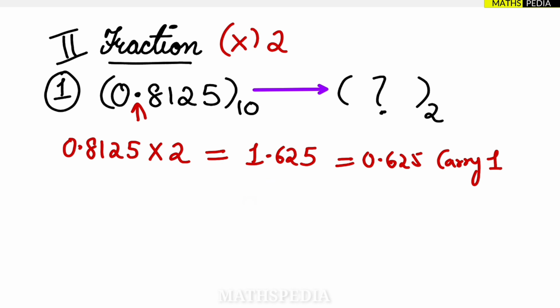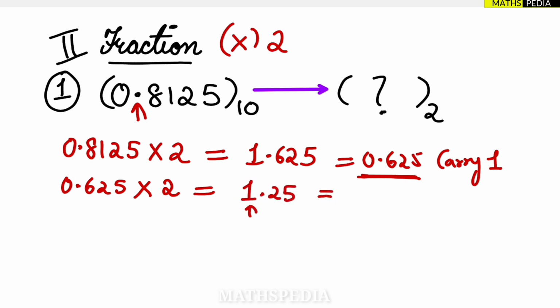Now we have to take this number 0.625 and multiply with 2 again, and we will be getting 1.25. Now again we are having 1 here, so you have to write it as 0.25, always in 0 point form. So 0.25, and write carry as 1.